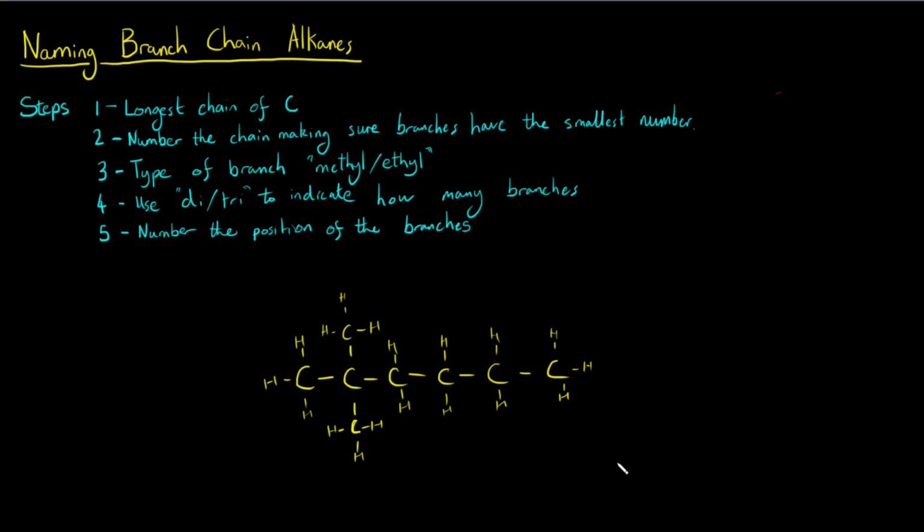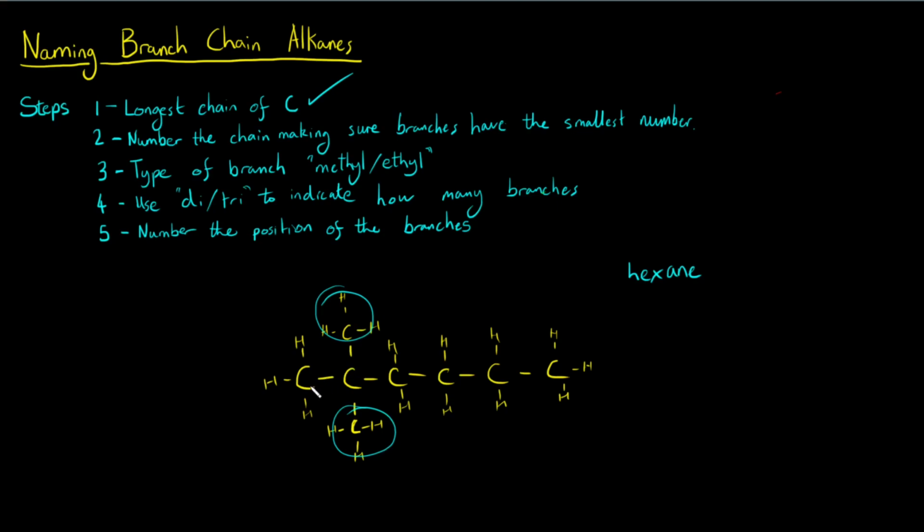Our prefix for 6 is hex, like a 6-sided shape, and we know this is an alkane as well, so it's going to end in ANE. So we've got hexane, and what we've done as usual is we've named that center part here, the longest chain. We still have to name and identify our branches as well. So step number 1 is done. Step number 2, we want to number the chain to make sure that these branches have the smallest possible number.